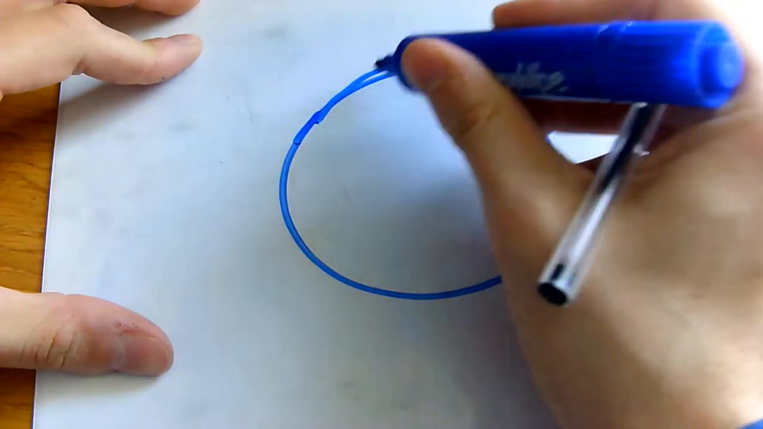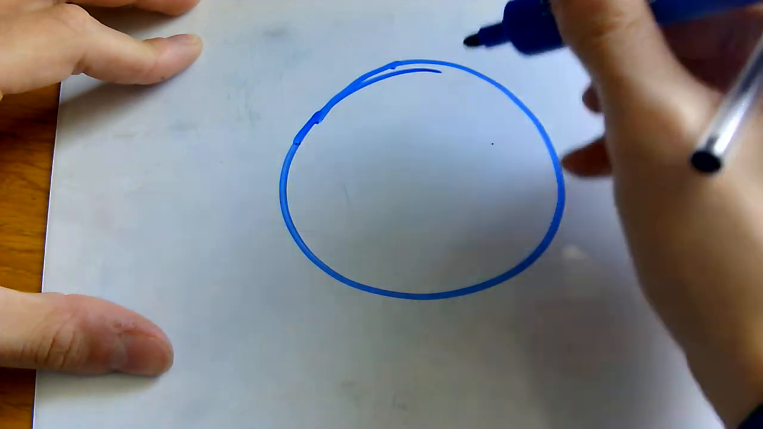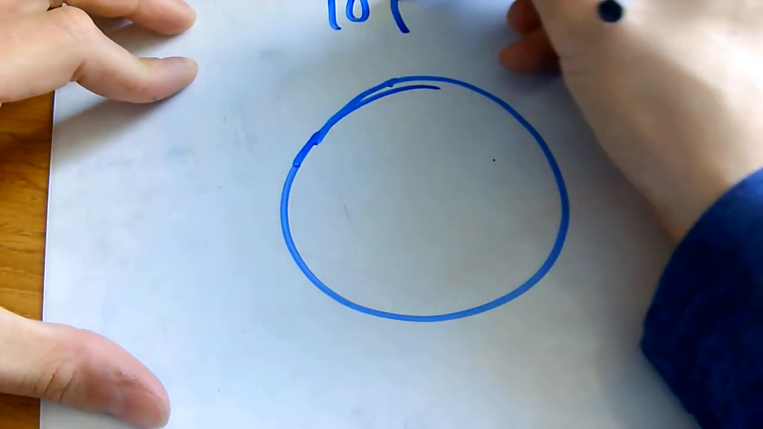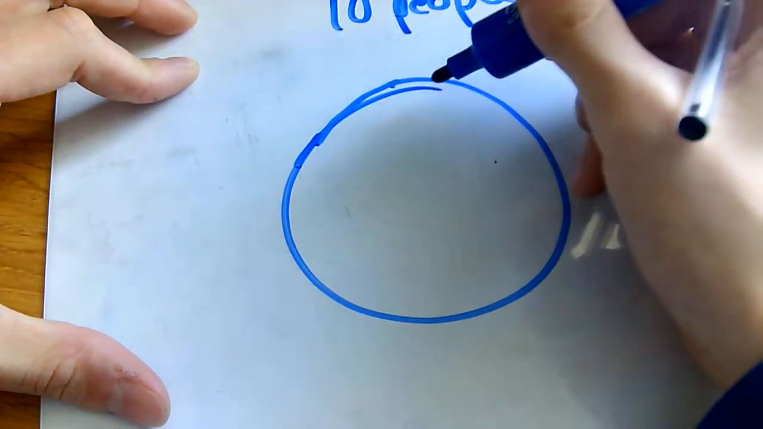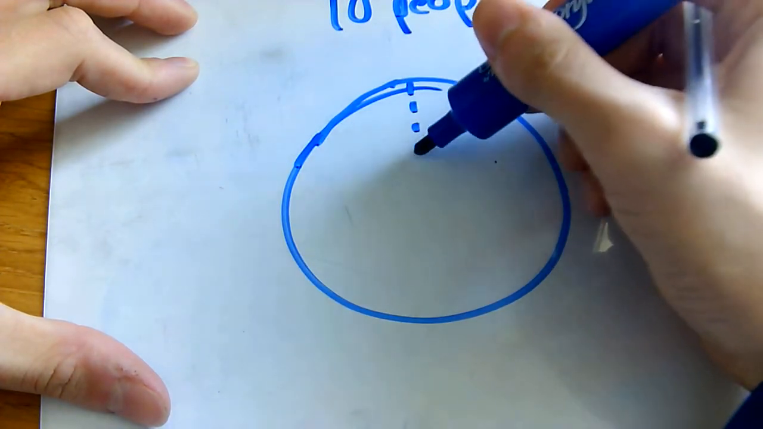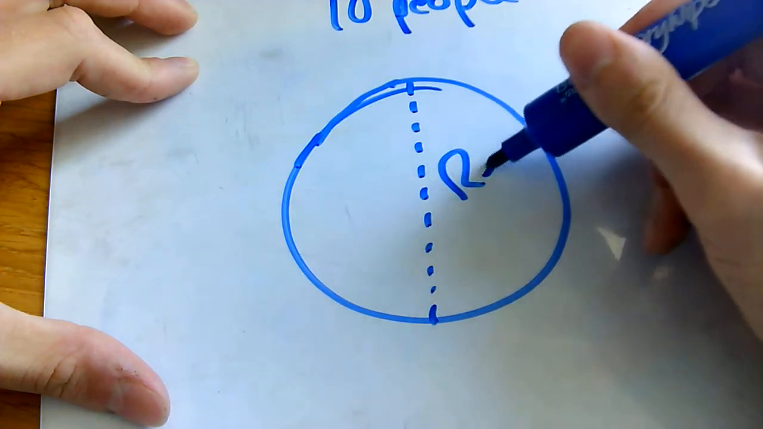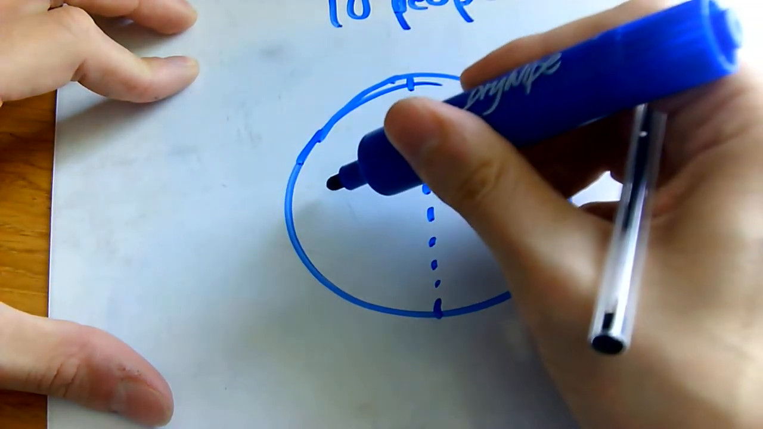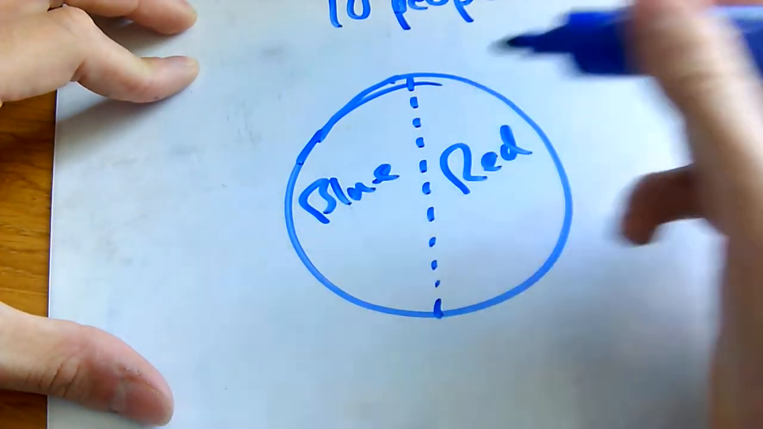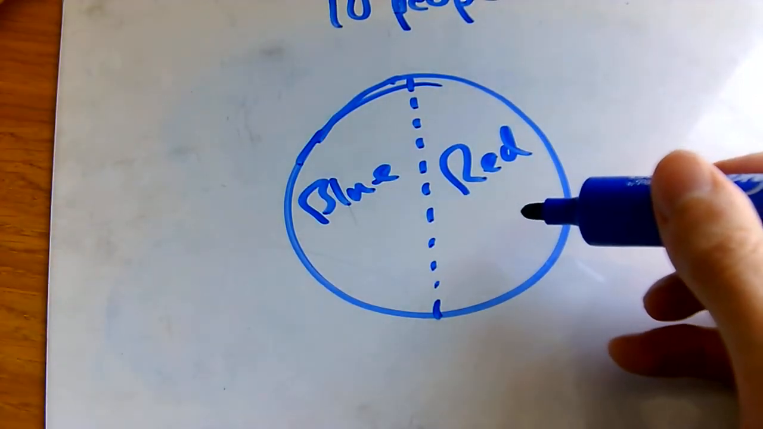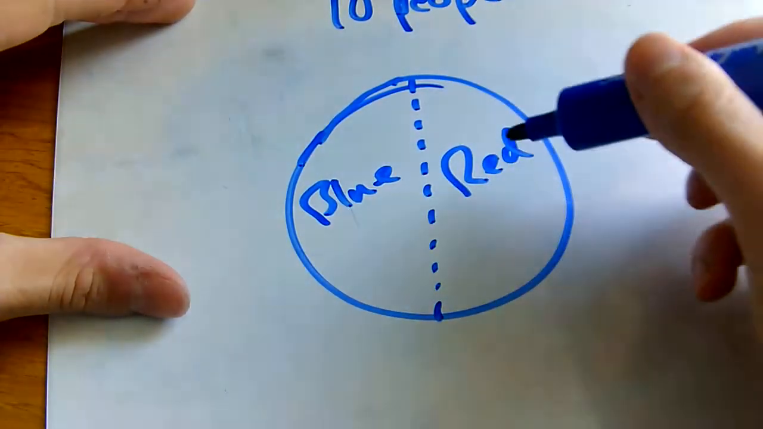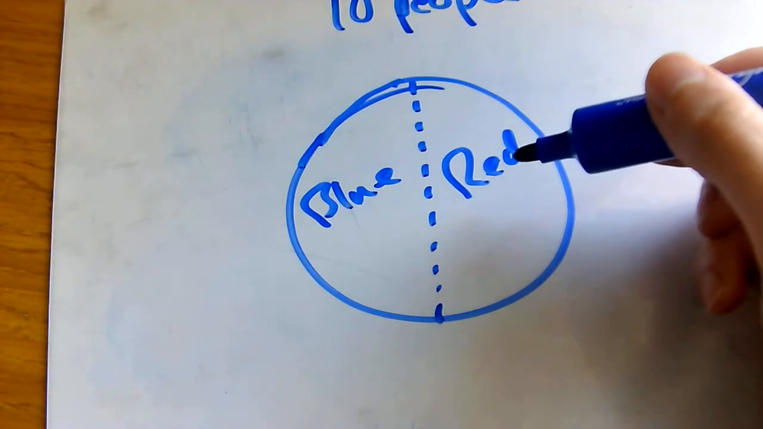That's our circle. Now imagine we have a pie chart that has 10 people, and this section here, these people like the colour red, and these people like the colour blue. Well, this is a very simple pie chart. How many people like red? You're probably saying 5, and that's correct.